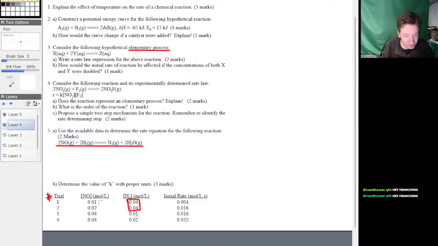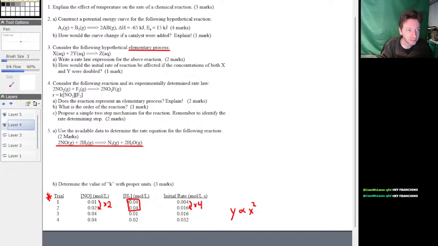When hydrogen is constant, nitric oxide goes from 0.01 to 0.02, so it doubles. So what happens to the rate when nitric oxide doubles? The rate goes from 4 to 16. That means it quadruples. If one doubles and the other quadruples, this is essentially a quadratic relation, right? It's like saying y is proportional to x squared. If x doubles, y quadruples because y is related to x squared.